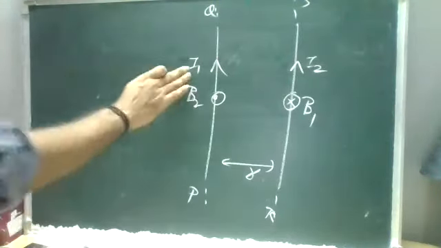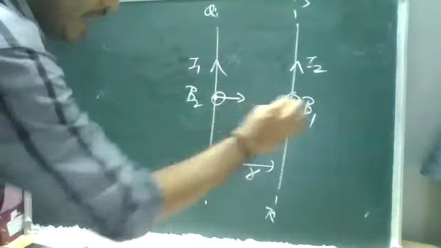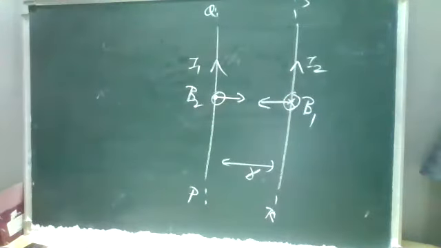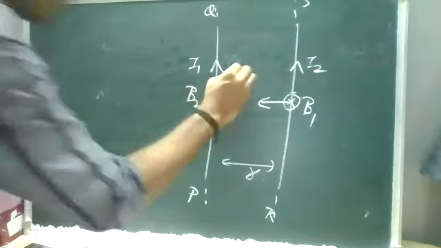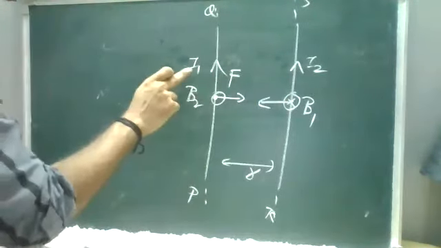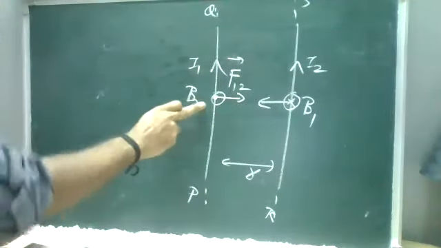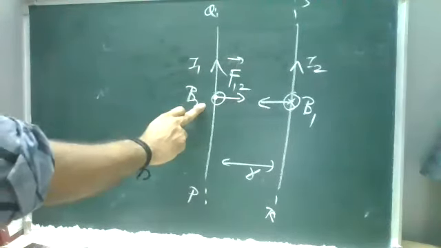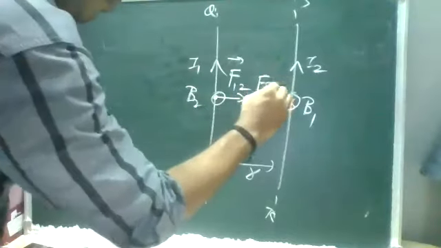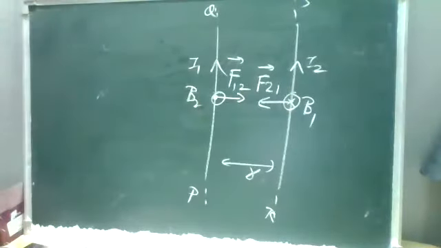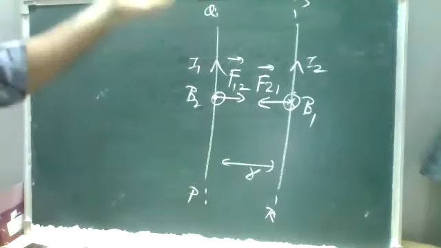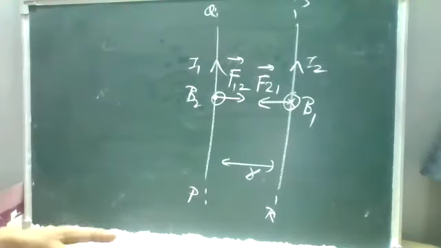Because of the current in the magnetic field, there is a force acting between these two conductors, from Fleming's rules. The force F12 is the force on conductor 1 due to 2, and F21 is the force on 2 due to 1. Both are attracted to each other when the currents travel in the same direction.